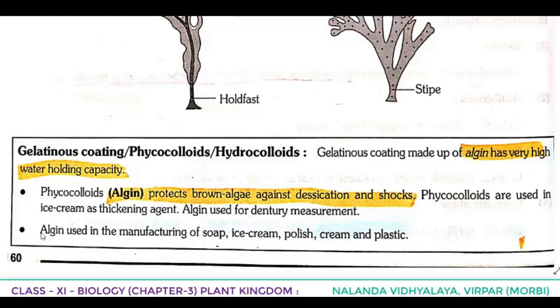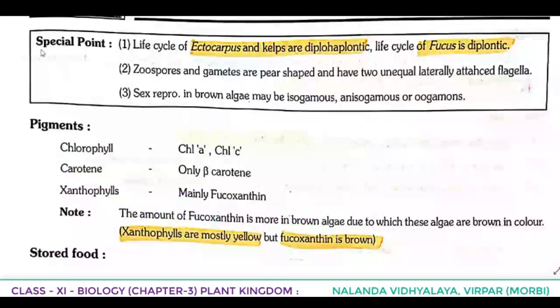Once again, see, phycocolloids protect brown algae against desiccation, against decay and shocks. Phycocolloids are used in ice cream as a thickening agent. Algin is used for dental measurement. Algae are used in the manufacturing of soap, ice cream, polish, cream and plastic. So here you have to understand regarding algae. Next, one special point is given.